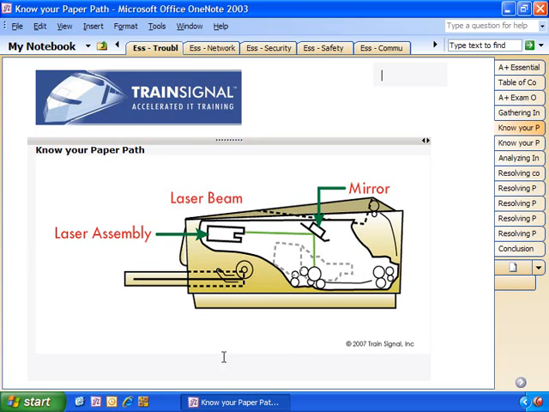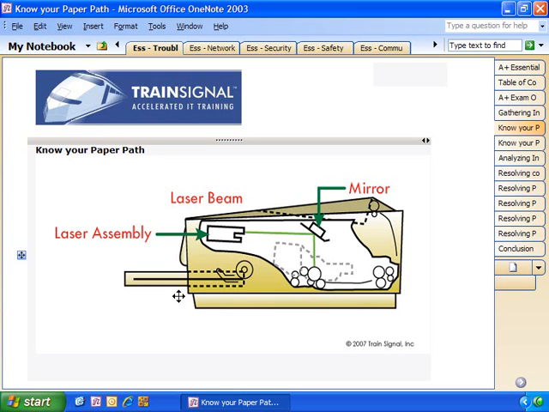Or maybe you have lots of paper trays down here underneath this printer, and when the paper comes up to go up into the printer, maybe that's where it's getting caught or crinkling. So know your paper path. Know how the paper flows through the printer.